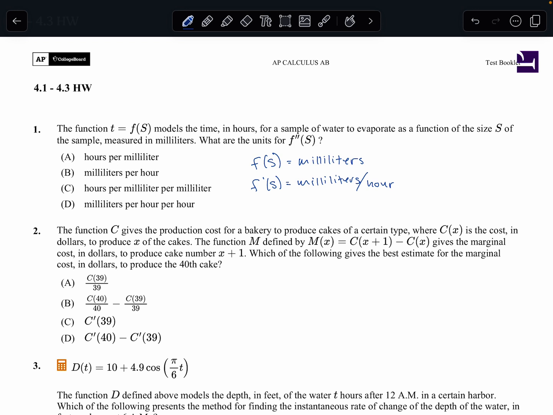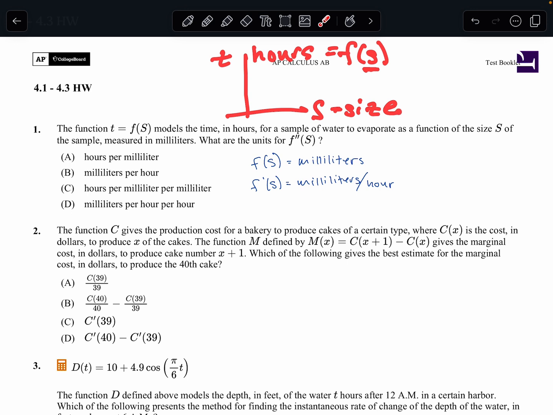Hold up. The function t, f of s, models the time in hours. Wait a minute. So this t is hours, which is equal to f of s. S is the x-axis, which is equal to size. So I'm getting this backwards right here. That's even more stupid.